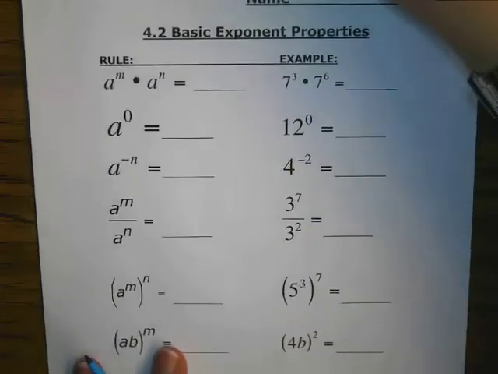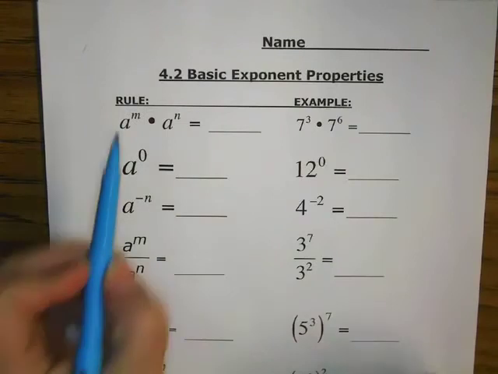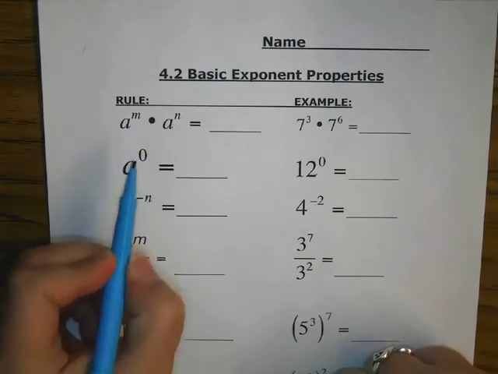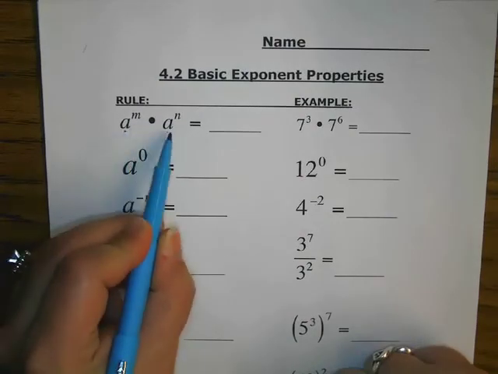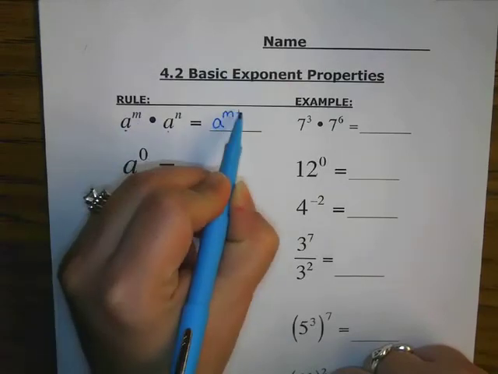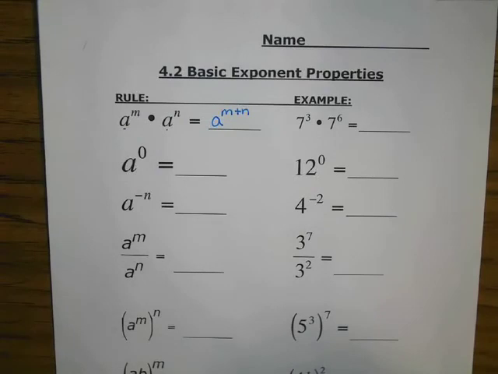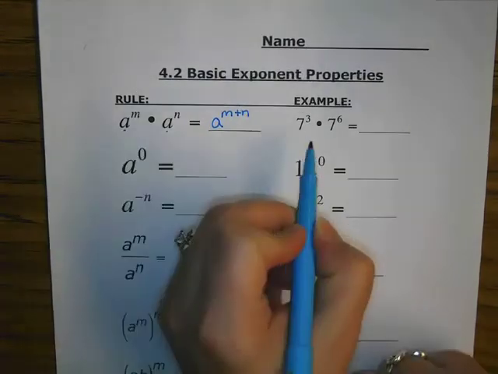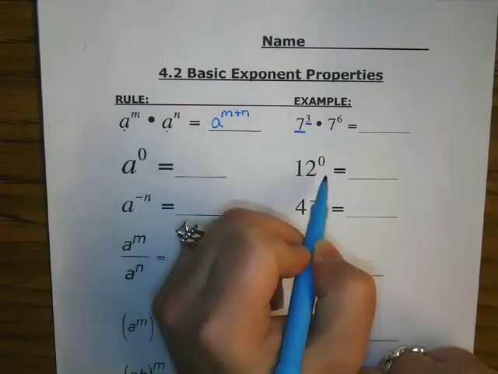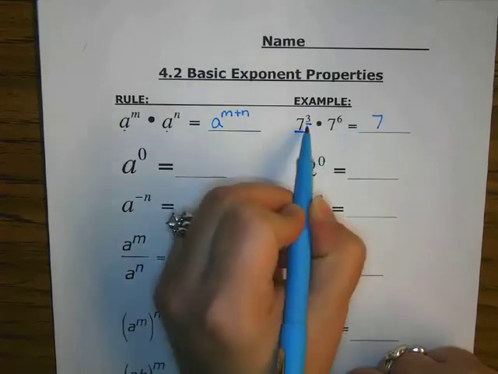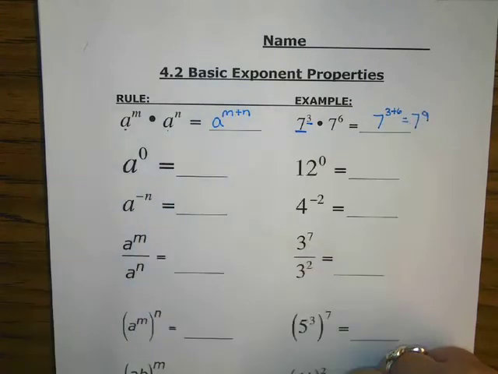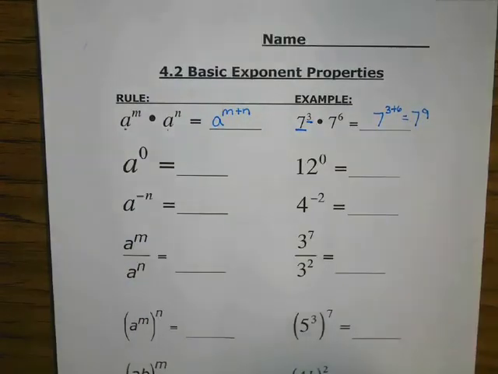Our first rule says a to the m power times a to the n power can simplify when these bases are the same, which in fact a is: a to the m plus n power, and you can add the exponents. Our example has the same bases of 7. This is our base, this is our exponent, so we have 7 to the 3 plus 6 power, which is 7 to the 9th. I don't even know what that is, but 7 to the 9th is a fine answer.